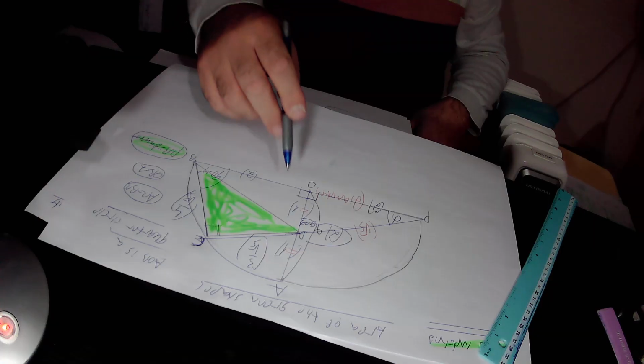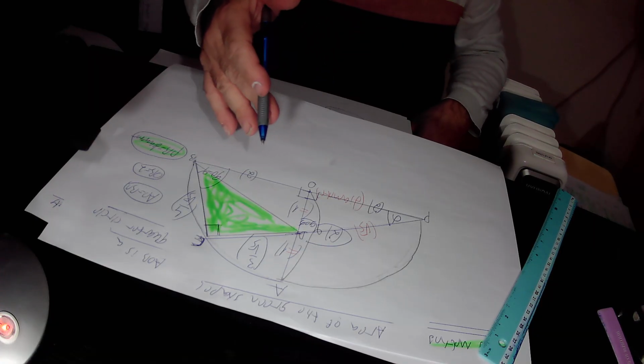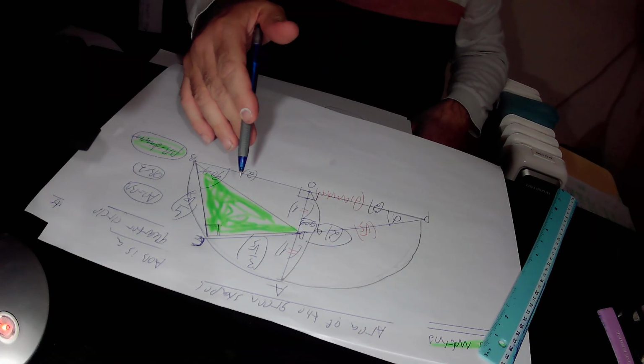Our task is to find out the area of this green shape. The green shape is actually the right triangle DCB.